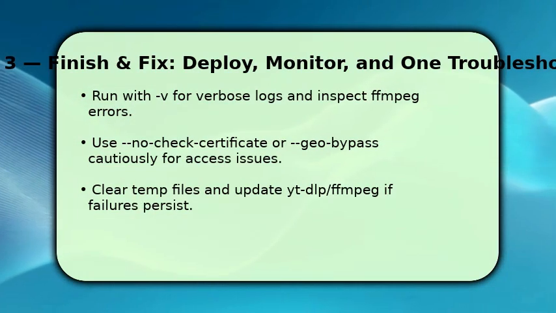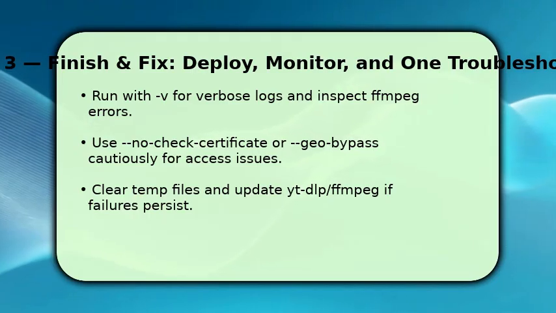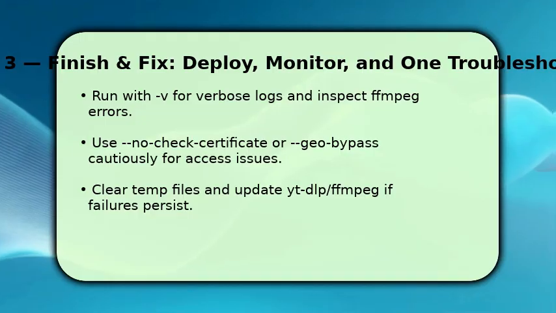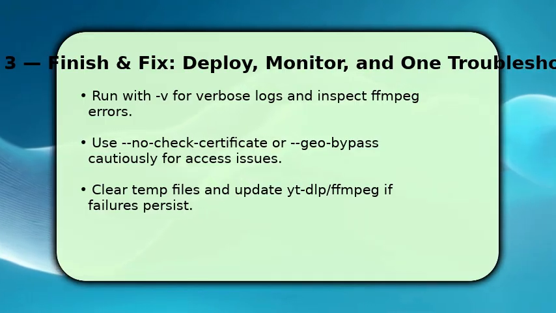To finish, run your full command and watch logs for errors. Add -v to get verbose output. If merging fails, Ffmpeg will print the reason, corrupt fragments, codec mismatches, or missing streams, so read that output and adjust -f or --merge-output-format. Once done, clean temporary files and verify the final media plays.